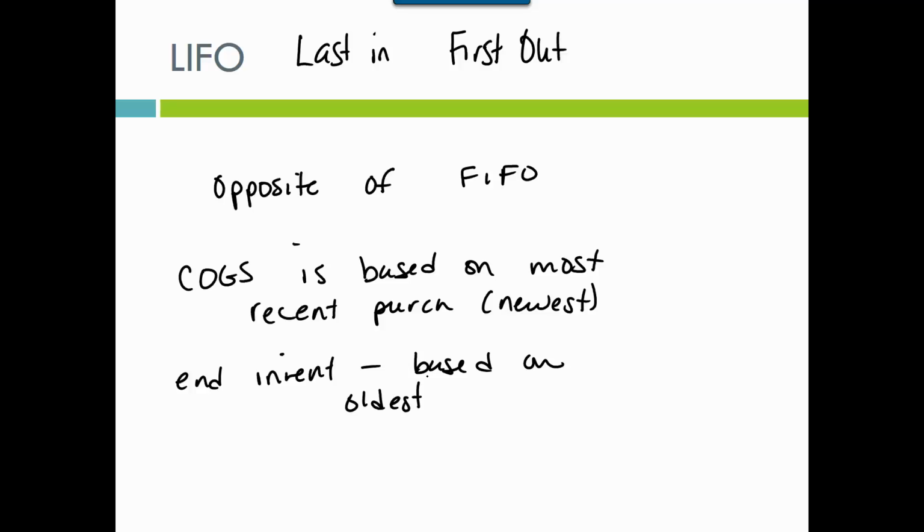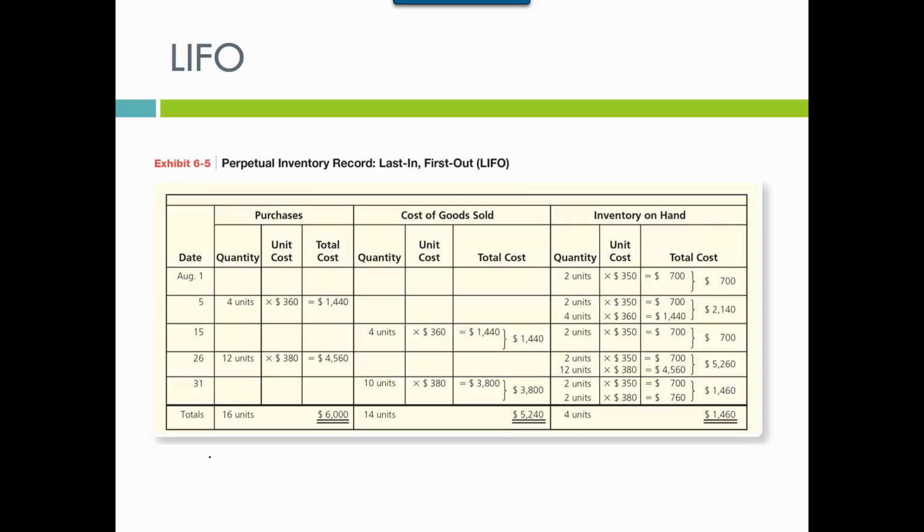So again, as long as prices are going up, this would be higher and this would be lower than with FIFO. So this one is showing you that same one that we've been doing. So we'll have shelf A is the things that cost $350, and we start with 2 of those. Then we made a purchase here. So new purchase, new shelf. These are things that cost $360, and I have 4 of those. So now here's shelf A and here's shelf B showing what I have.